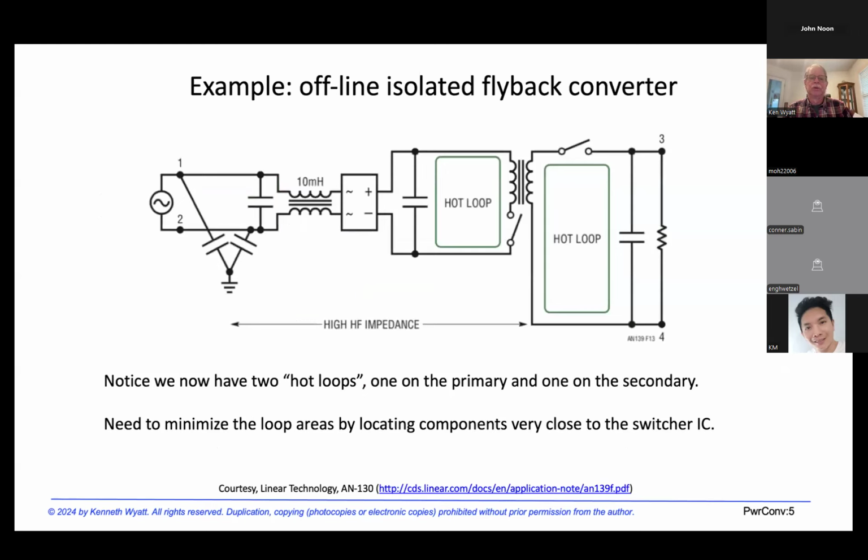Here's an example of an offline isolated flyback, and flyback converters have two hot loops. And again, you want the input and output capacitors and the switches, the switch devices, to be as close together as possible to reduce the loop area.